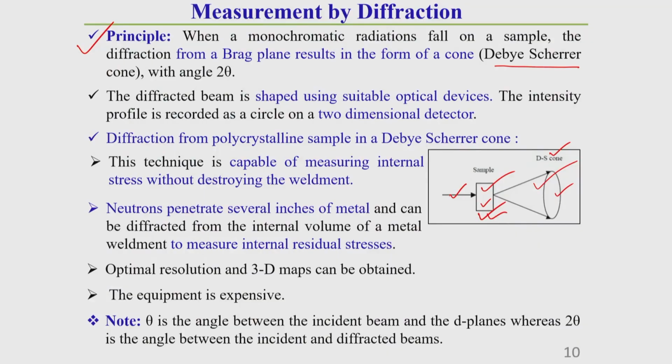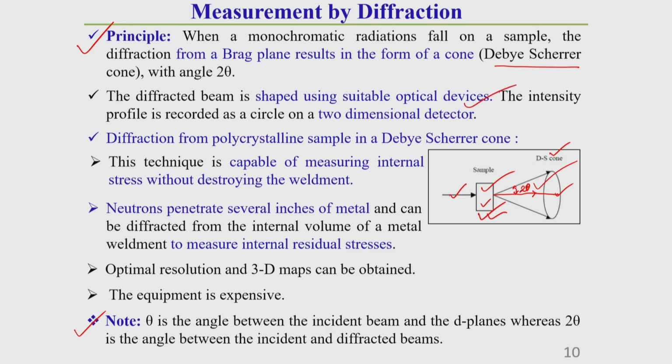So, by comparing these two we can easily find out the residual stress distribution pattern inside this specimen. Here this cone makes an angle 2 theta with this horizontal axis, you should keep this in mind. That means the angle between the incident ray and the diffracted ray is 2 theta, which I have written at the end of this slide. This diffracted beam is generally shaped using a suitable optical device.